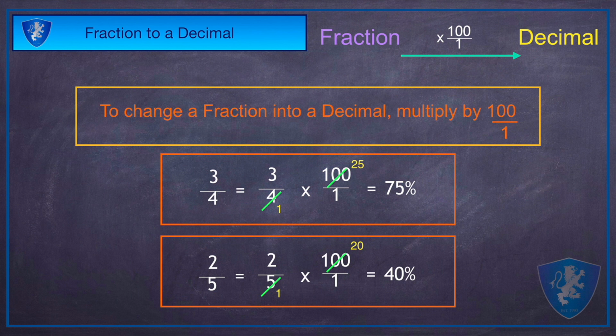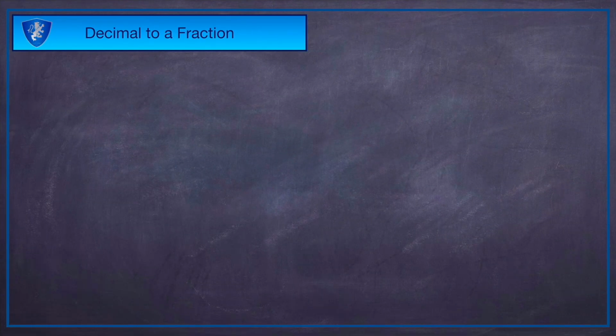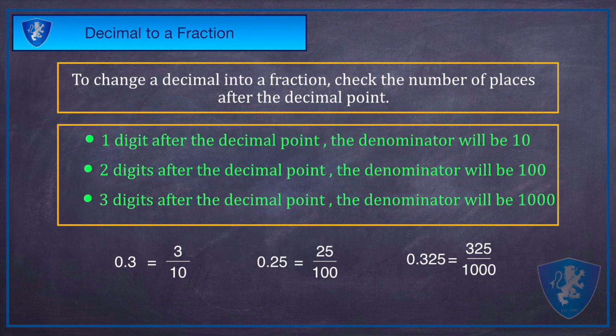And you must write these rules down neatly in some way in your book so that you know what they are. And let's look at now, it says decimal to fraction. So to change a decimal into a fraction, check the number of places after the decimal point. If you have 1 digit after a decimal point, the denominator will be 10. And there you can clearly see 1 digit after the point. So your denominator is 10 and simply put the 3 at the top. So 0.3 is 3 over 10.